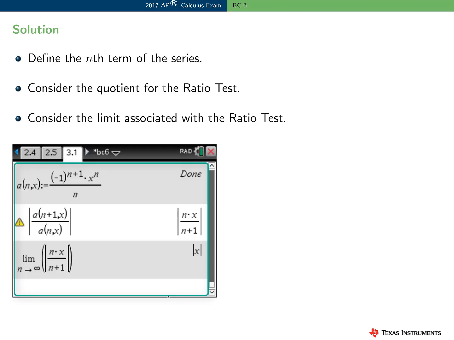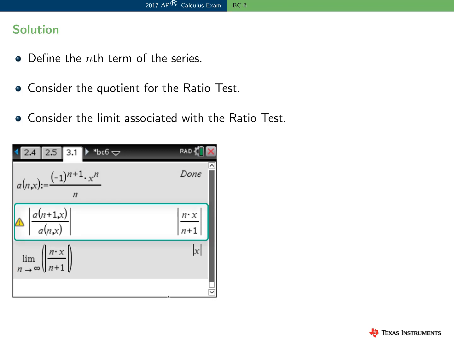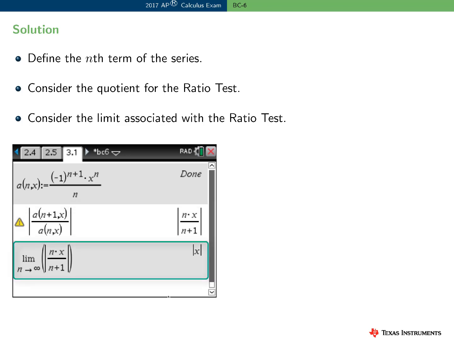Here is an example of how technology can help with this solution. On a TI-Nspire calculator page, first define the nth term of the series. Then find the absolute value of the ratio a sub n plus 1 divided by a sub n. And then find the limit. Now, of course, one can find the limit in just one step, but my preference here is to break the solution into smaller, manageable, understandable parts.